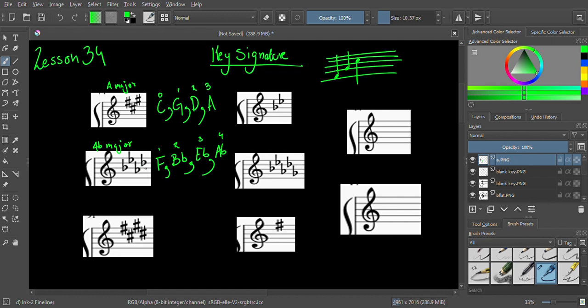This is our friend A flat major. And as you can see, I got B flat, E flat, A flat, and D flat. That means whenever I write B, E, A, or D, I'm automatically going to take it to mean B flat, E flat, A flat, and D flat for the same reasons as upwards. So this is A flat major.